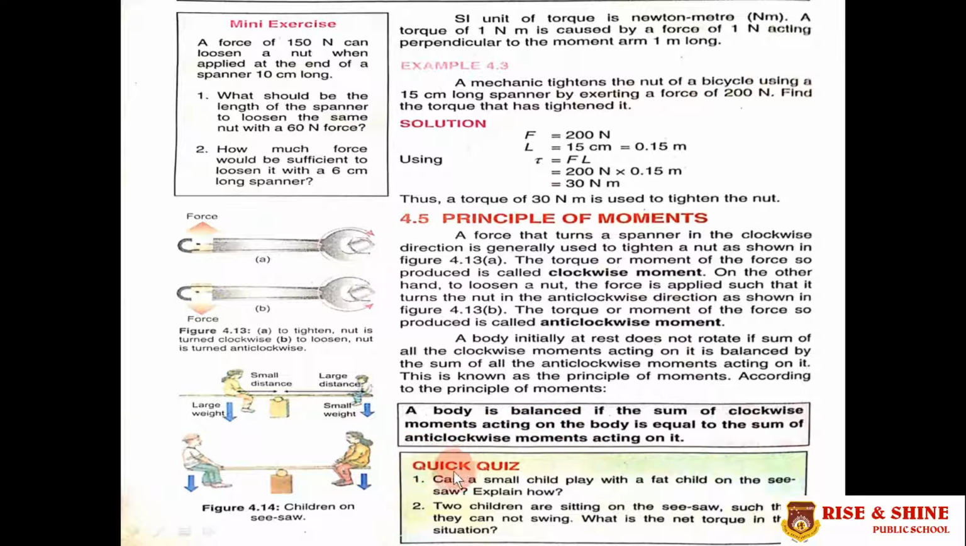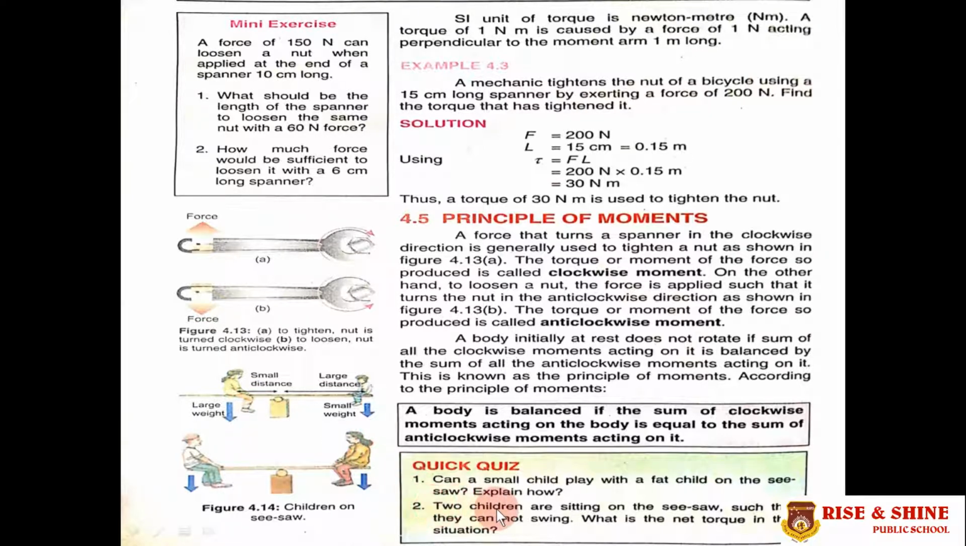And now we discuss the quick quiz. Can a small child play with a fat child on the seesaw? You see this diagram. In this diagram, this is the weight of the large child and this is the small child. When we increase the moment arm of the small child and decrease the moment arm of the larger weight child, then they can balance on a seesaw.